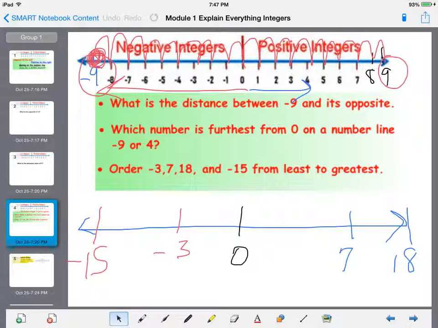So very, very important that we plot the points first, and then it's easy, because now we know it's going from least all the way to greatest, so we can say least to greatest would be negative 15, negative 3, positive 7, and positive 18.